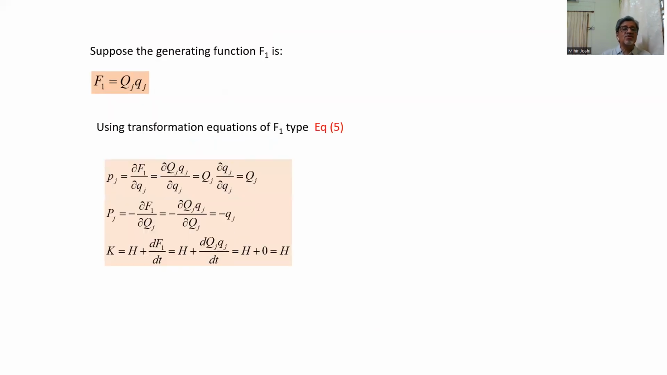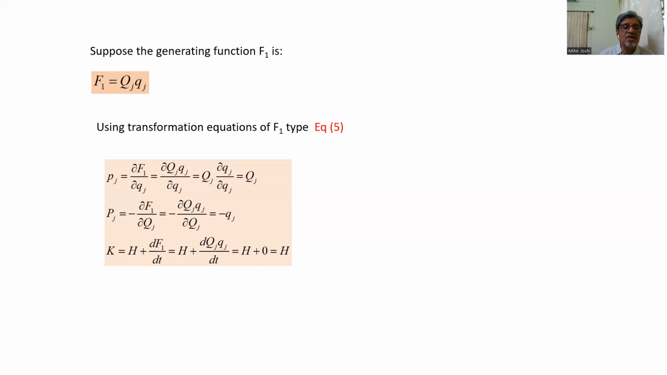Now we come to the last one. Suppose the generating function is of F1 type and has the relation F1 = Qj, small qj. So using the transformation equation of the first type, pj is equal to ∂F1/∂qj, putting the value of F1, so ∂(Qj qj)/∂qj. So ∂qj/∂qj is 1. So it is equal to capital Qj. So pj is equal to capital Qj.